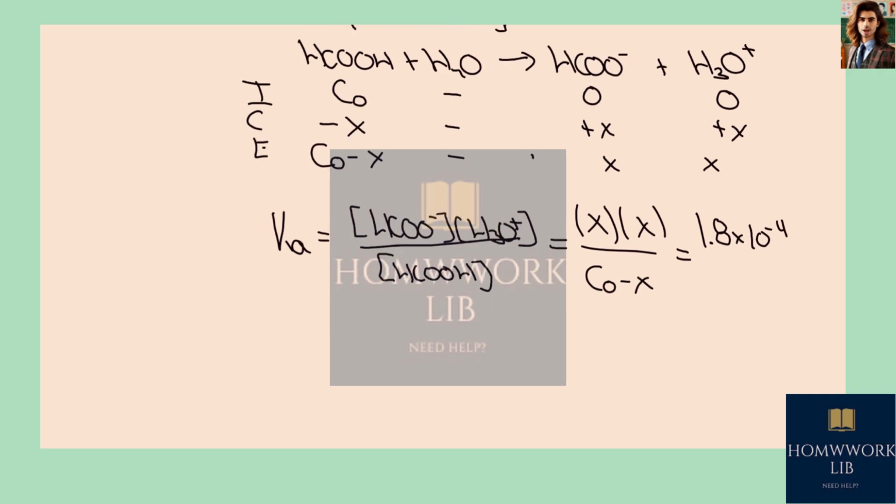So over here we have two different options. Assume that the value of X is going to be much smaller than the value for C0, in which case C0 minus X is going to be equal to C0, or the other case is solve the quadratic expression. So I'm going to give you the result with both procedures.